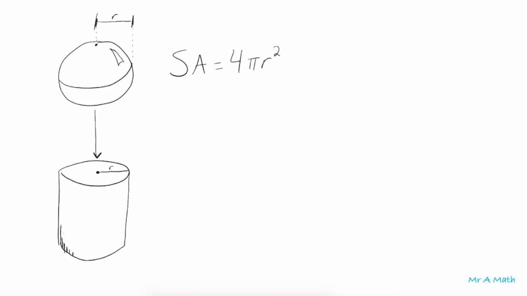So the surface area of a sphere is 4 pi times the radius of the sphere squared. And if you're like me, you're wondering how in the world does someone come up with this? And is there any tangible way to visualize it? And the answer is yes.